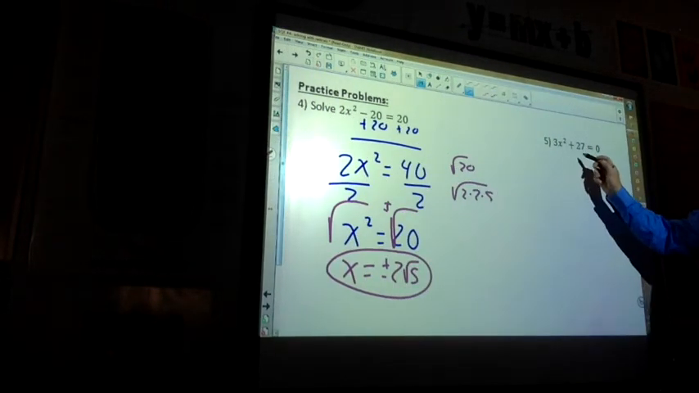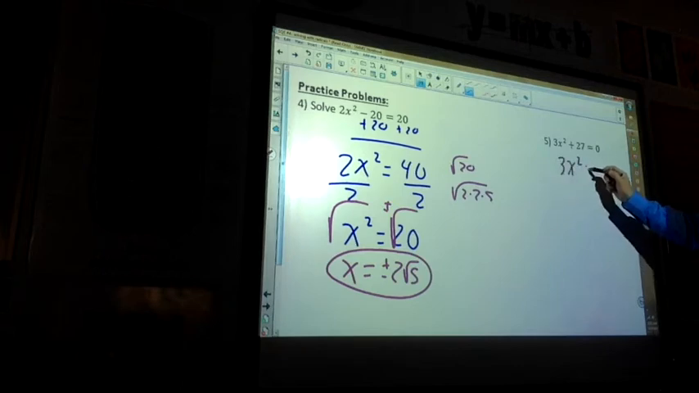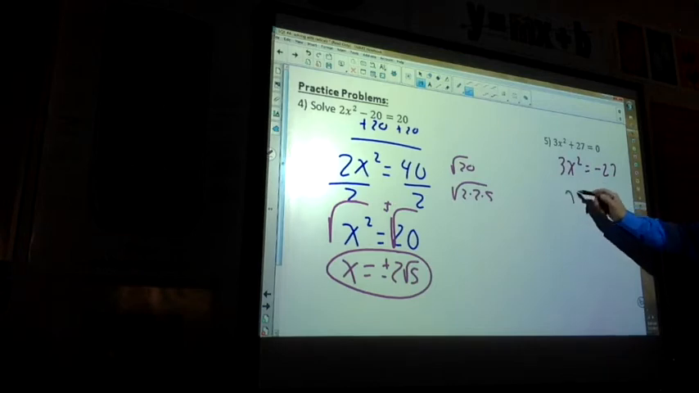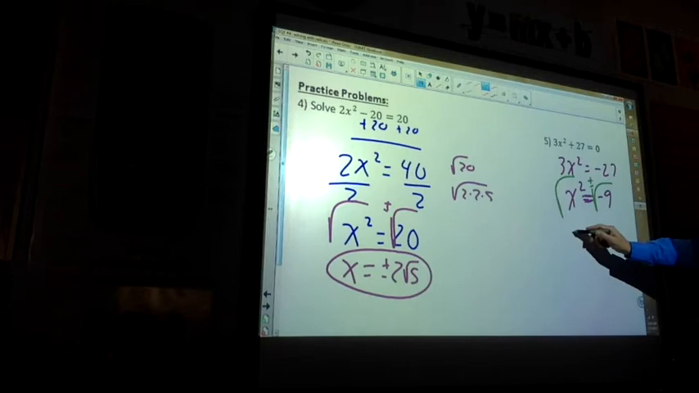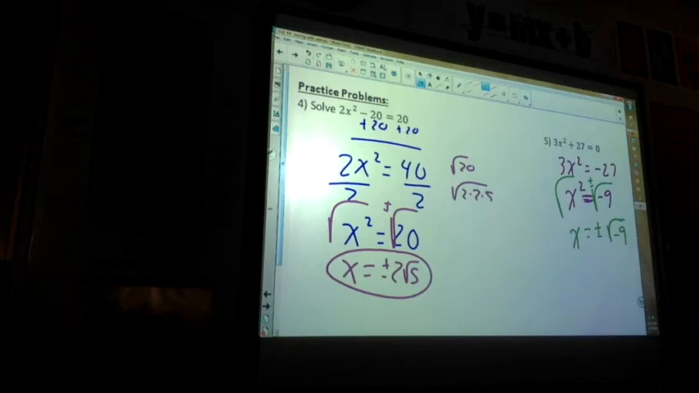Problem number 5. Let's subtract 27. Is that okay? Let's divide by 3. X squared equals negative 9. If I take the square root of each side, don't forget the plus or minus, plus or minus square root negative 9, what would the square root of 9 be? 3. All right. Little hint, this is varsity math. Plus or minus is still there. If you have the square root under a radical sign, you're going to put the letter i. So plus or minus 3i.